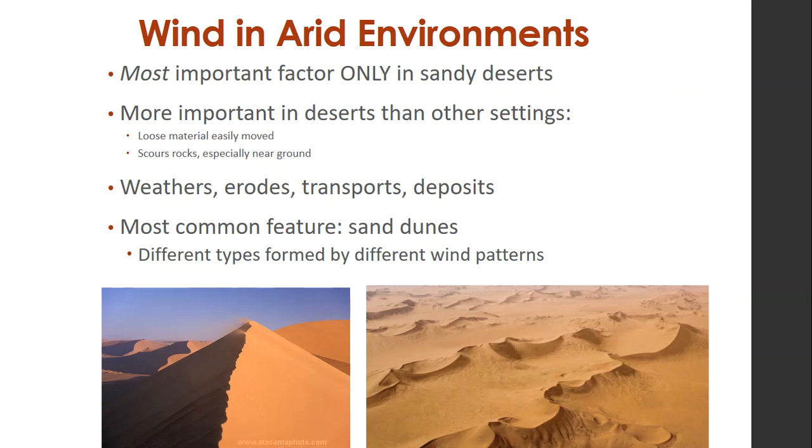And so different types of sand dunes are formed by different wind patterns. And we're going to go through the different types of sand dunes, and basically what the shape of a sand dune tells you is the direction that the wind is blowing.